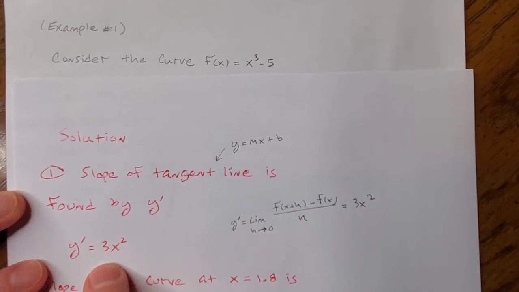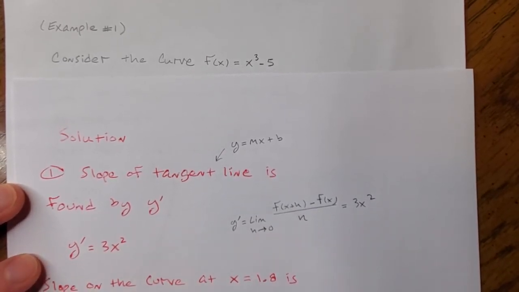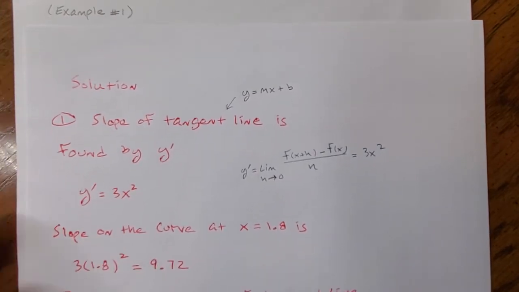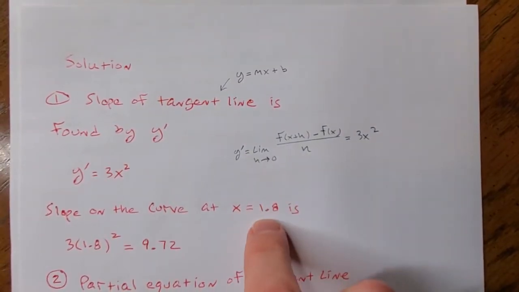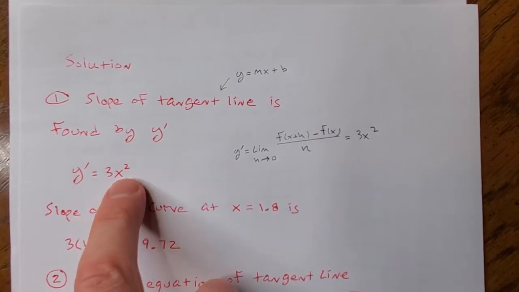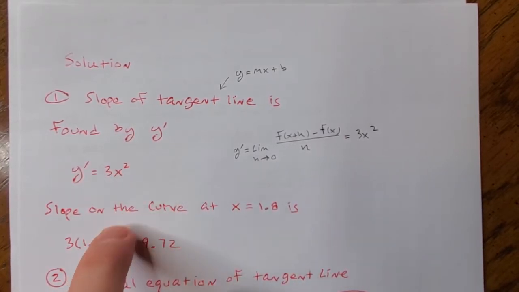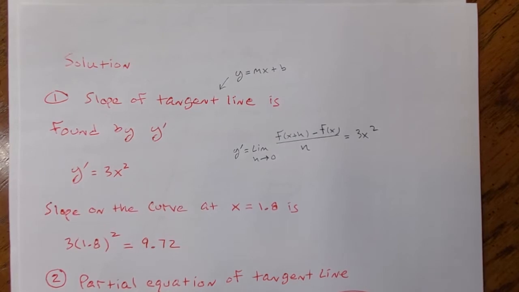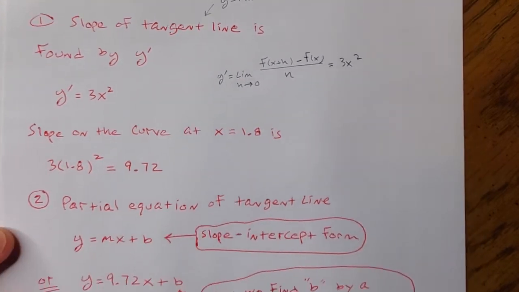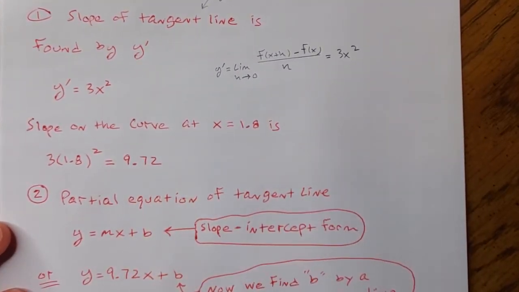So for some of the ones that involve a few steps beyond finding y prime, maybe I'll just give you that. So for now, let me just tell you that's what it is, okay? So next thing, the slope on the curve at that point that we were given is, well, you put the x coordinate of the point you're interested in there, and you do the math and get 9.72. And if we get that, we get a partial equation of the tangent line.